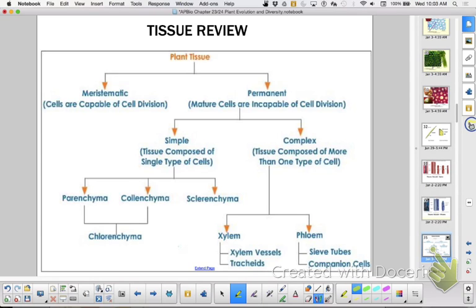Ground tissue, parenchyma is your standard cell. Collenchyma, thicker walls, gives support. You would see it in celery. Sclerenchyma, thickest of all, parts of fibers, sclereids, nutshells, and are dead at maturity. Xylem, made out of sclerenchyma, transports water. And phloem, which is made out of parenchyma, is for nutrient transport.